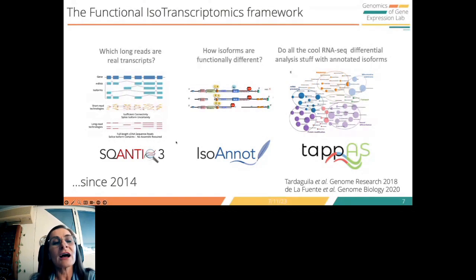But then once you have curated the data, of course, you want, as I mentioned before, to say something about the function. So we have this tool, IsoAnnot, to predict or assign functional labels to isoforms, so with isoform resolution, and TAPAS will then use this information to ask questions about regulatory biology involving alternative isoform usage.